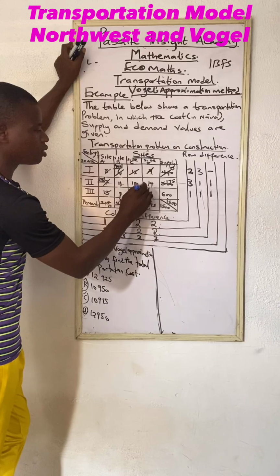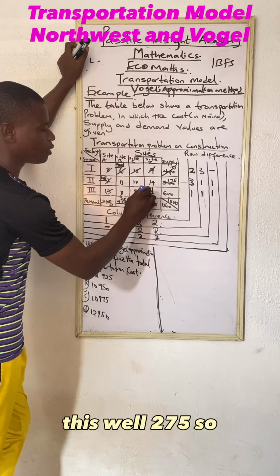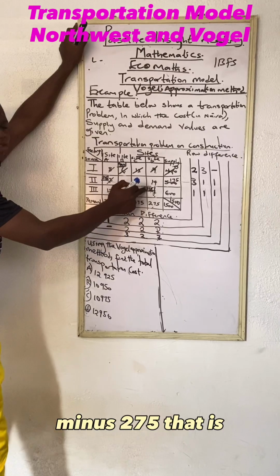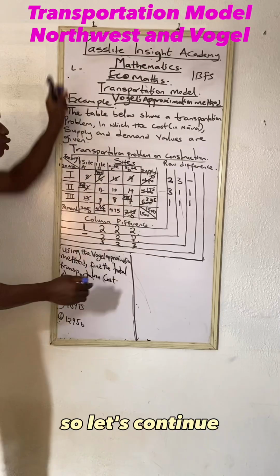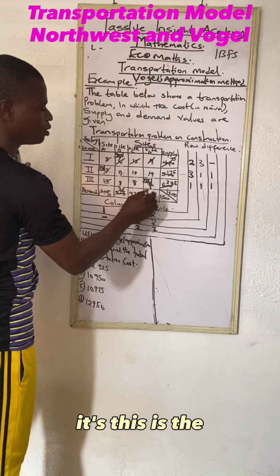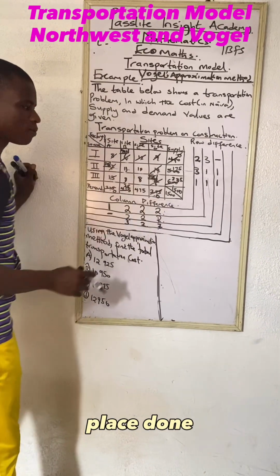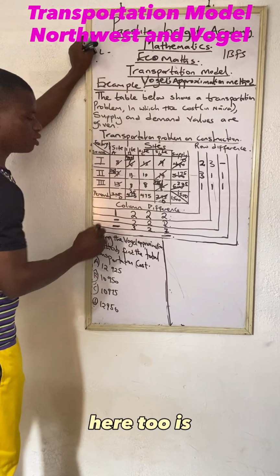275, 600. 275. So let me write it well. 275. So let's see. 275 minus 275, that is 0. 600 minus 275, that is 325. So let's continue and see. So anyway, you have this 0, cancel it. This 0, cancel other place. Done. So here 2 is cancelled. Obviously, here the same way 2 is cancelled.